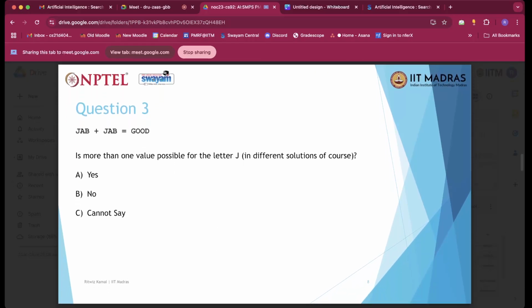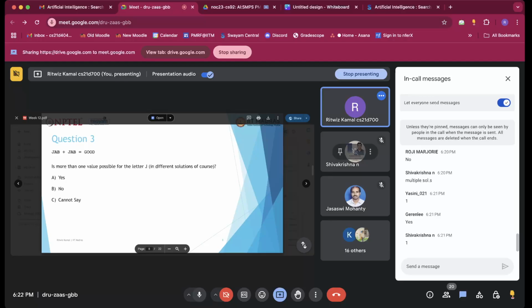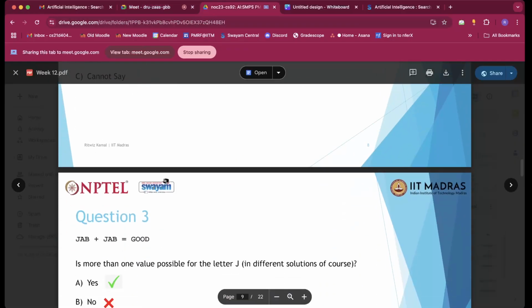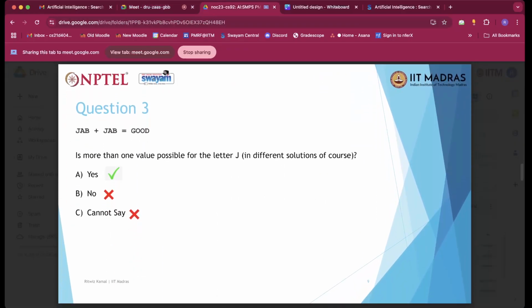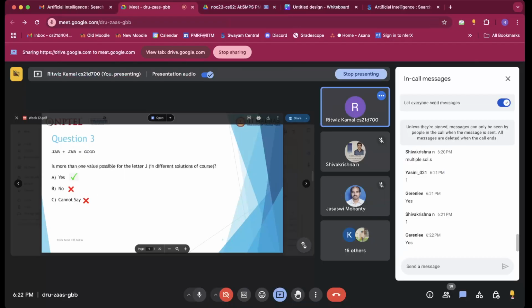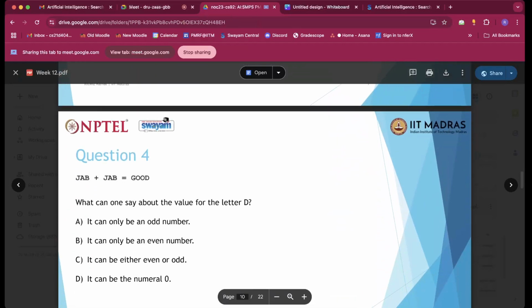So question 3 says, is more than one value possible for the letter J in different solutions? That's right, more than one value for J is possible, and we just saw that J can take 7, 8 and 9 as the values in different solutions, right? So the answer would be yes. I hope this was also straightforward.